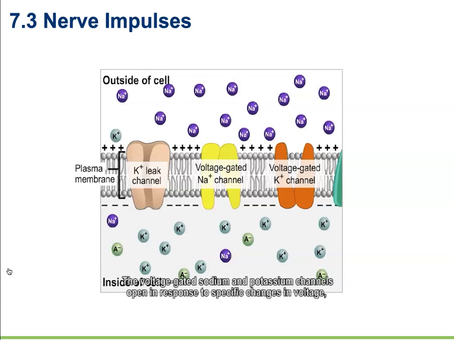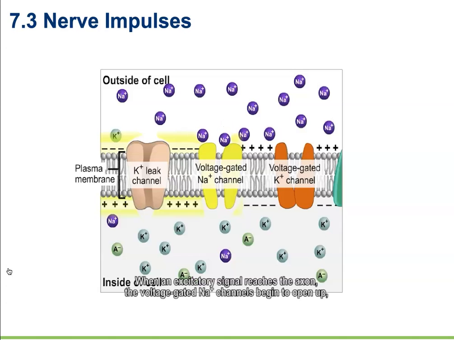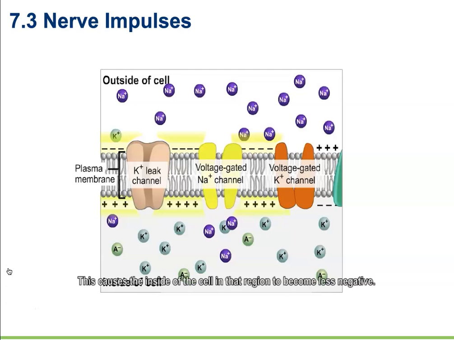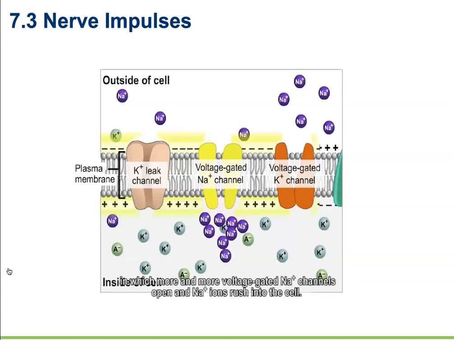The voltage-gated sodium and potassium channels open in response to specific changes in voltage, which may occur when the neuron is stimulated by another cell. When an excitatory signal reaches the axon, the voltage-gated sodium channels begin to open, and a few positively charged sodium ions enter the cell, going down their concentration gradient. This causes the inside of the cell in that region to become less negative. If the signal is strong enough, a chain reaction is set in motion, in which more and more voltage-gated sodium channels open and sodium ions rush into the cell.